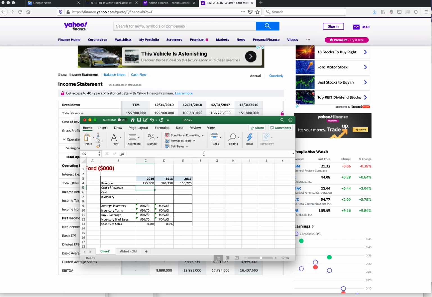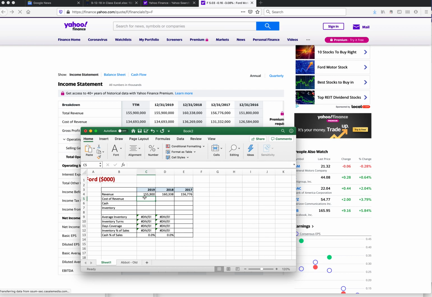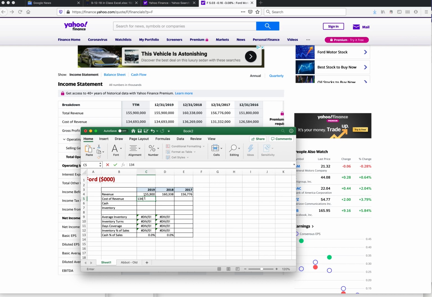So that's my revenue, and that's on the income statement. I'm looking at annually, which is what I'm doing. Then the cost of revenue is 134,693, and 136,269. So you see their gross profit was only 20 billion. So when you take all the other costs out of there, they're not going to be really profitable.